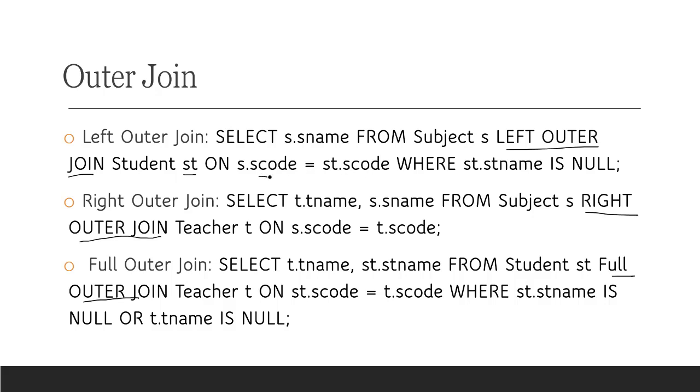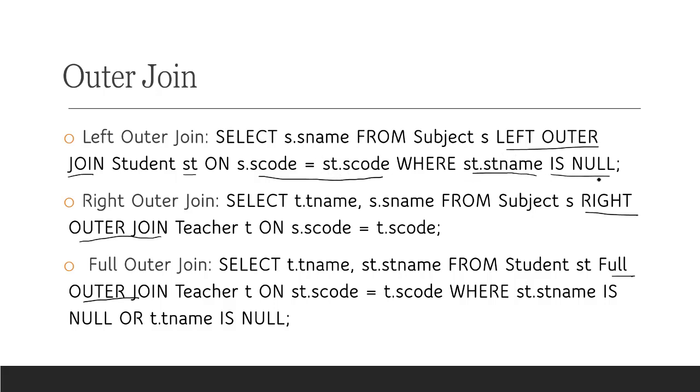Now here we are using another where clause, and in the where clause we are saying that st.sname, so the student name, where st represents the student table, is null. So it will select only those subject names where, in the result of the join, the student name is null.